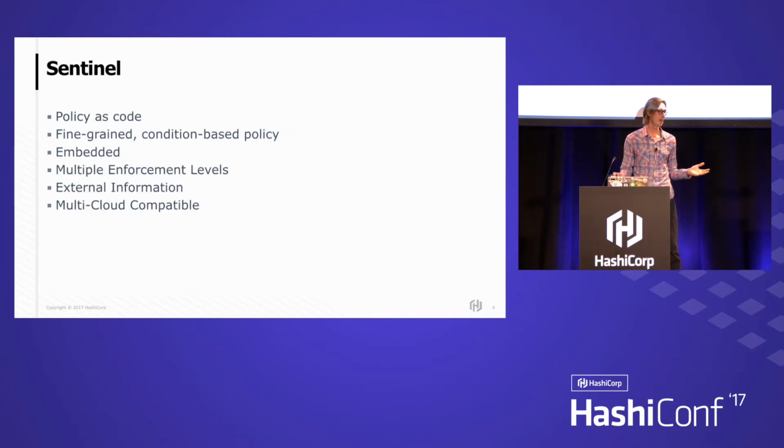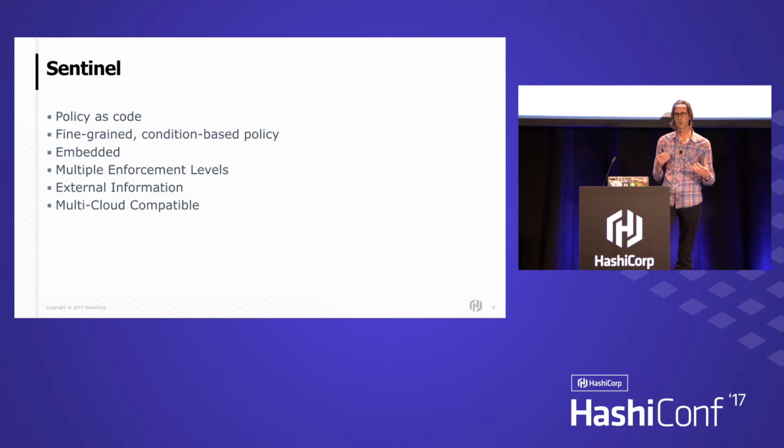So for these reasons, HashiCorp created Sentinel. Sentinel is a language which allows you to write policy, and it's both human readable and machine parsable. Because it's machine readable, we can integrate it directly into our product suites. That means the products you're using today: Nomad, Vault, Consul, and Terraform.